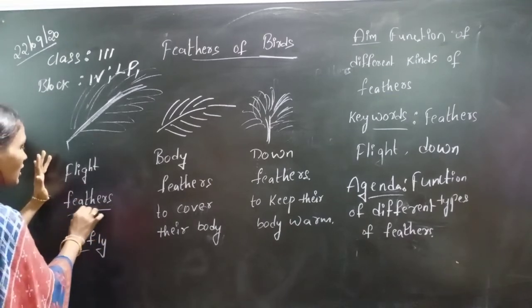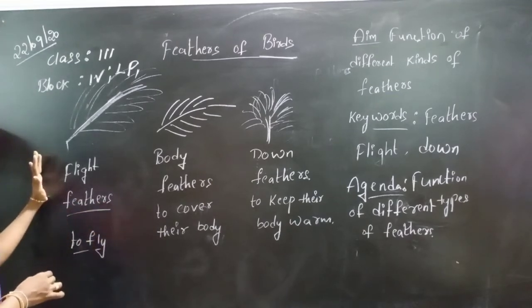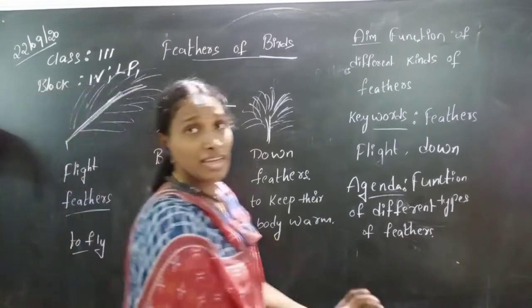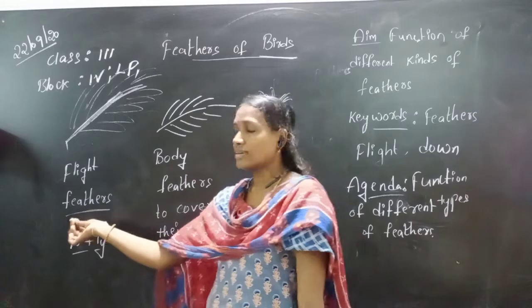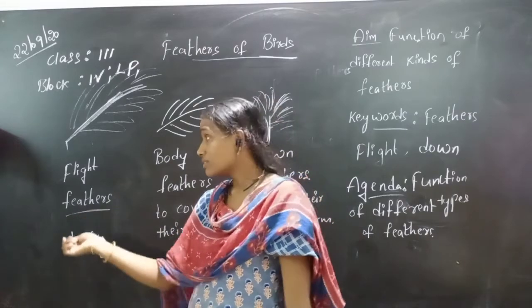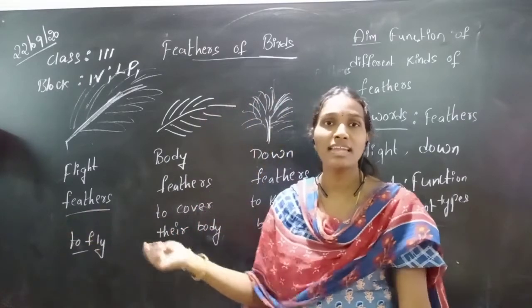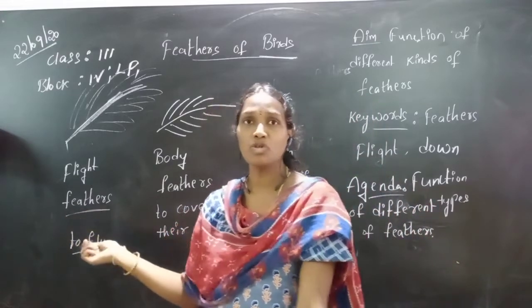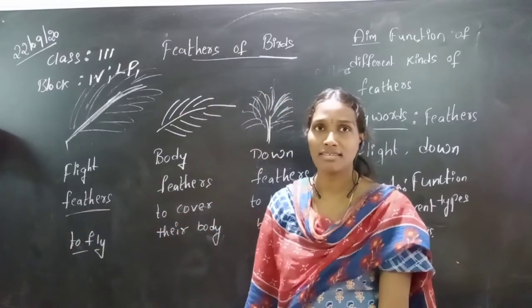These flight feathers we can find mainly in the tail and wings of a bird. These flight feathers help birds to fly easily and high in the sky.